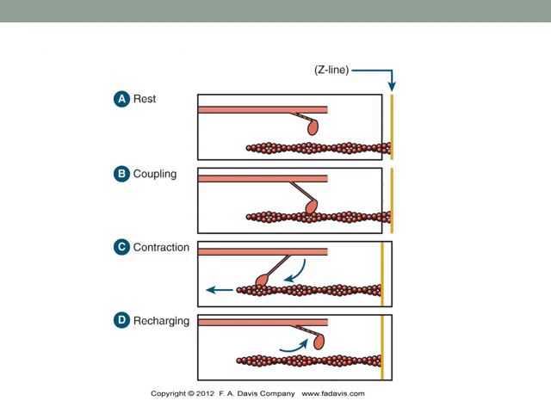Here it is at rest. In this picture, here's your myosin and here's your actin. The actin is your thin filament, and your myosin is your thick filament. You see the process here: the coupling and then the contraction. The actin is going to get pulled over the myosin, and that creates the shortening of the muscle. You have four different phases here. Rest; coupling, when they first interact; contraction, the actual shortening; and then recharging, when they go back to their normal resting positions.